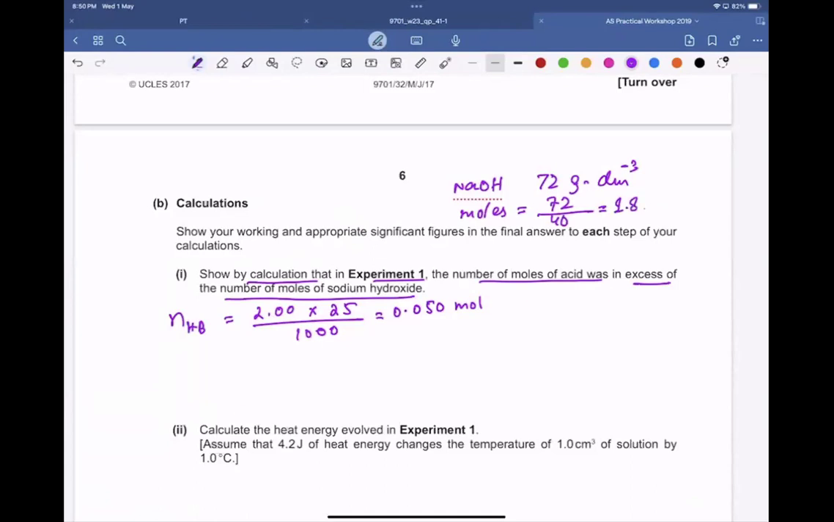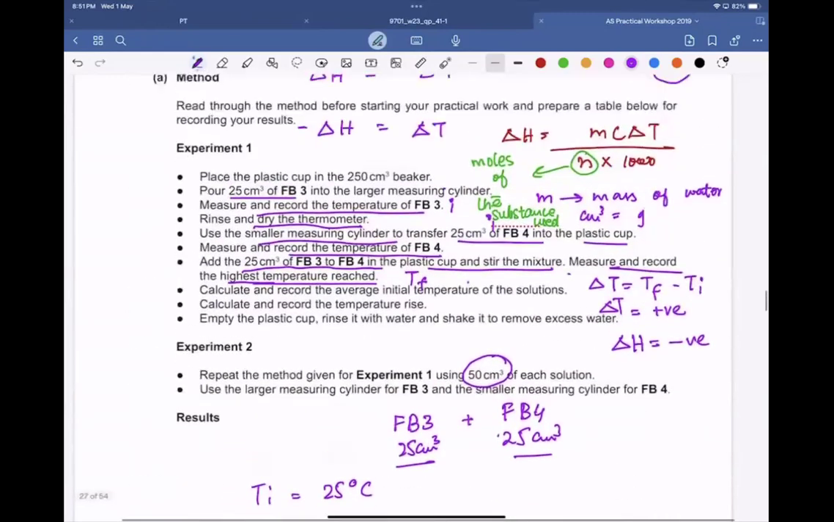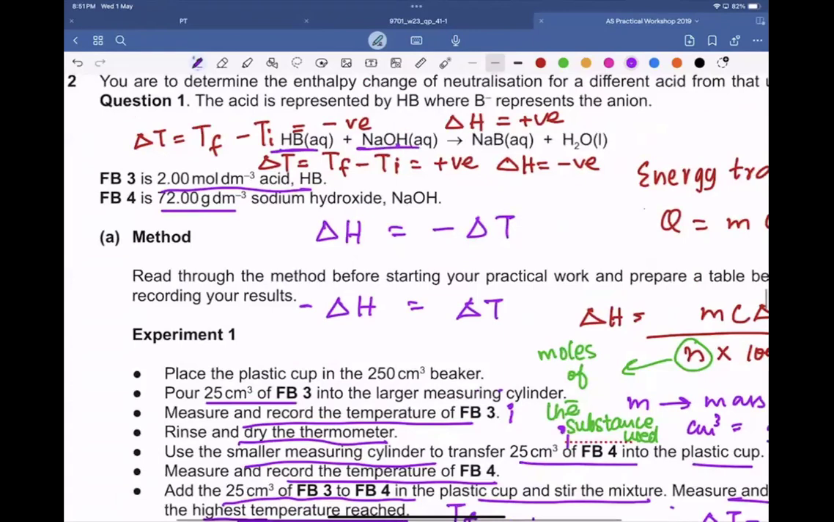It's 1.8 mole per dm cube. So we got the concentration in mole per dm cube. Now find the moles of sodium hydroxide. So 1.8 into 25, because we have used the same volume, and divided by 1000. So we'll get the number of moles of sodium hydroxide. So what are the moles of sodium hydroxide over here? It's 0.045.